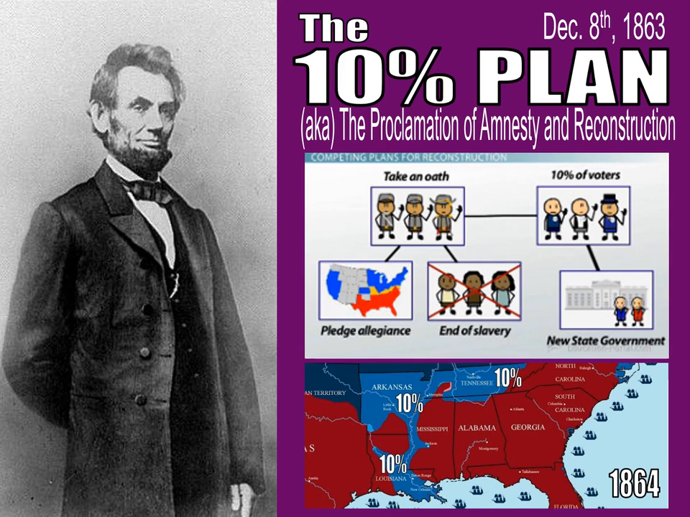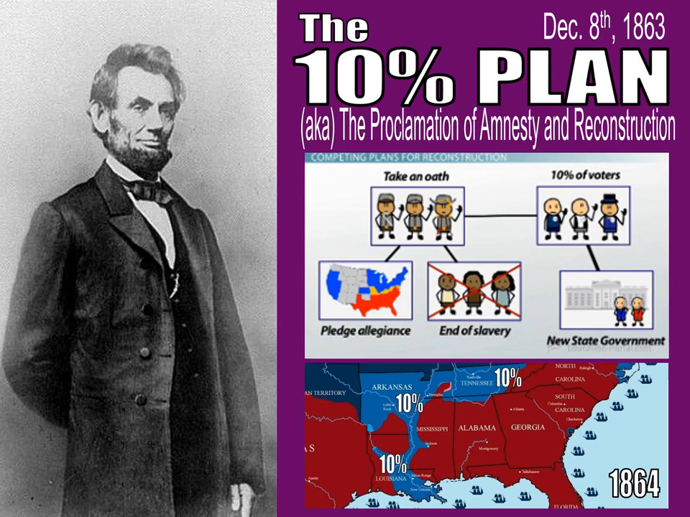Lincoln's idea was if you served in the Confederate Army and you swear allegiance to the Union, he has no problem with that. The only thing he's asking is to ratify the 13th Amendment, therefore abolish slavery. If 10% of your voters pledge allegiance to the Union, you could form new state governments. Congress will approve your new application and you're back in the Union. All it takes is 10%.